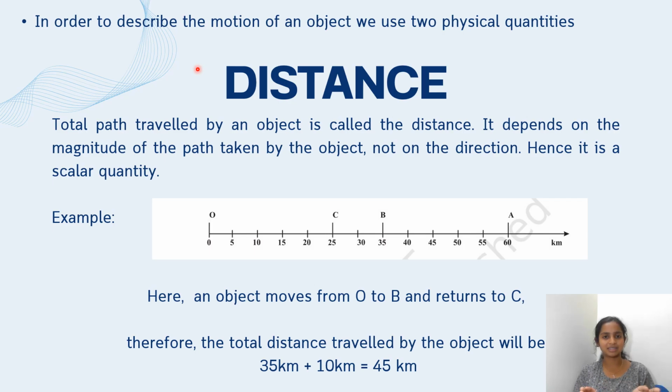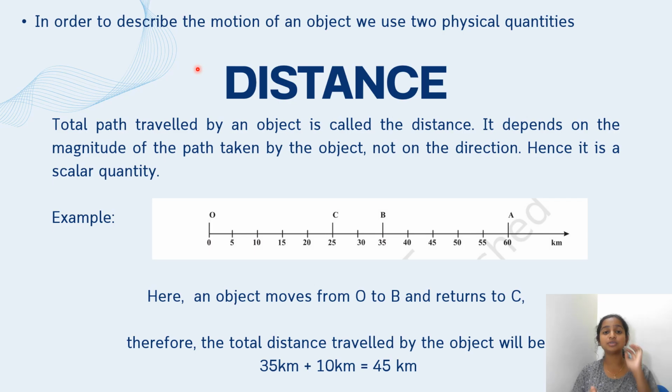So, what is distance? Distance can be defined as the total path traveled by an object. That is what distance is. For example, if you're going from home to school, the total path traveled by you will be the total distance covered by you. So that is distance. And this distance depends on the magnitude of the path taken. It is not on the direction.